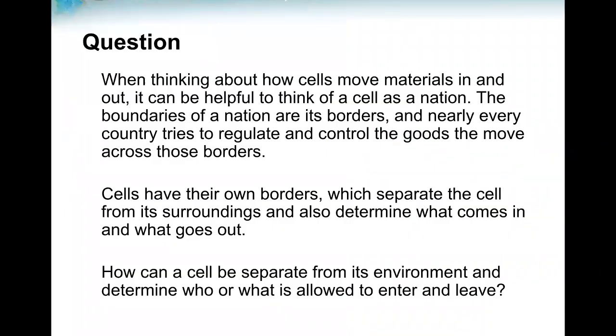When thinking about how cells move material in and out, it can be helpful to think of a cell as a nation. The boundaries of a nation are its borders, and nearly every country tries to regulate and control the goods that move across the border. Cells have their own borders, which separate the cell from its surroundings and also determine what comes in and what goes out. How can a cell be separate from its environment and determine who or what is allowed to enter and leave?